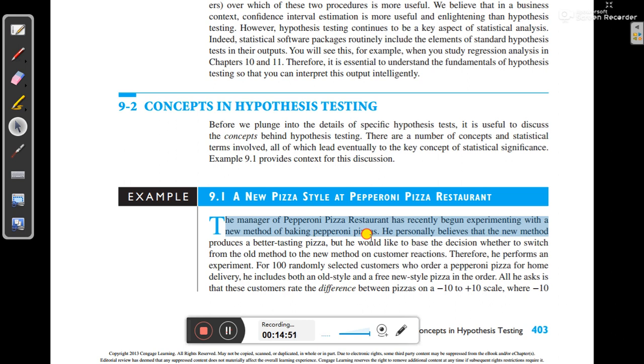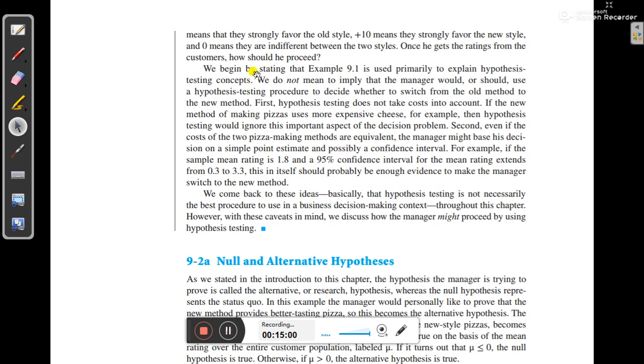All he asks is that these customers rate the difference between the pizzas on a -10 to +10 scale, where -10 means that they strongly favor the old style, +10 means that they strongly favor the new style, and 0 means that they are indifferent between the two styles. Once he gets the ratings from the customers, how would he proceed?